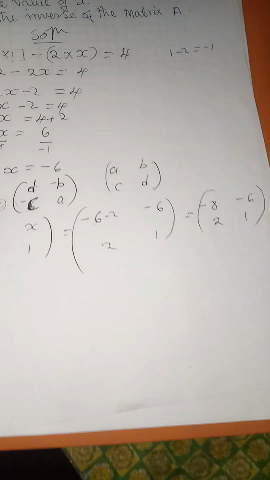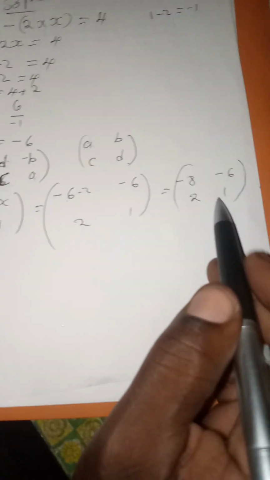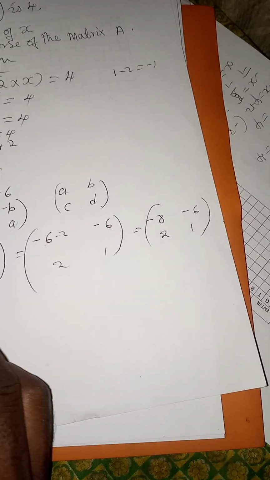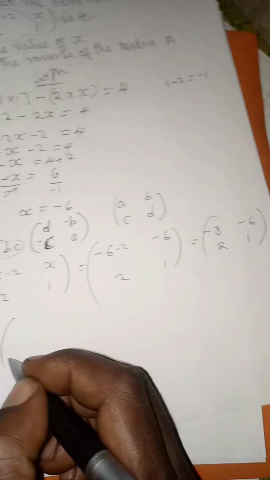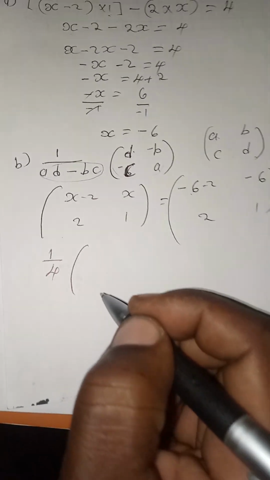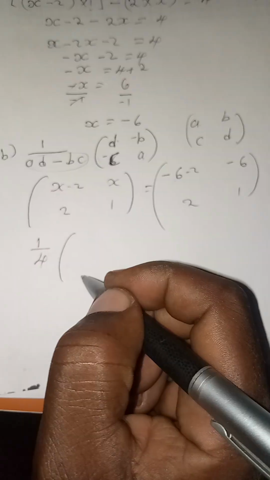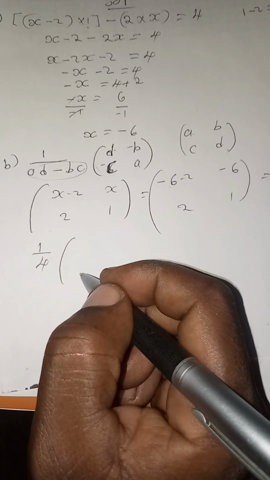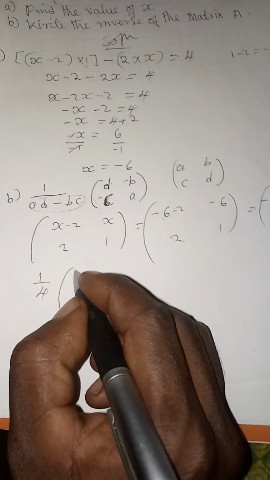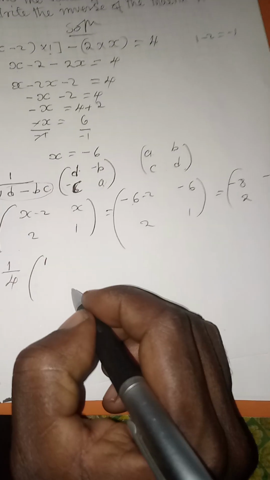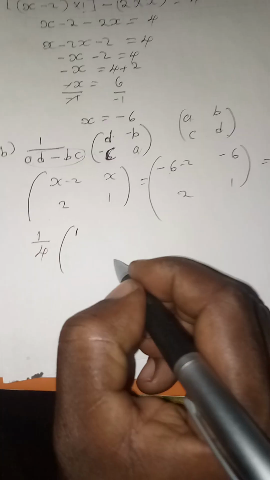Now we swap the main diagonals. First of all, this we said is a determinant, which is the 4. So we say 1 over 4. Then let's swap the main diagonal. So this negative 8 will be 1, okay? And this negative 8 will come here.